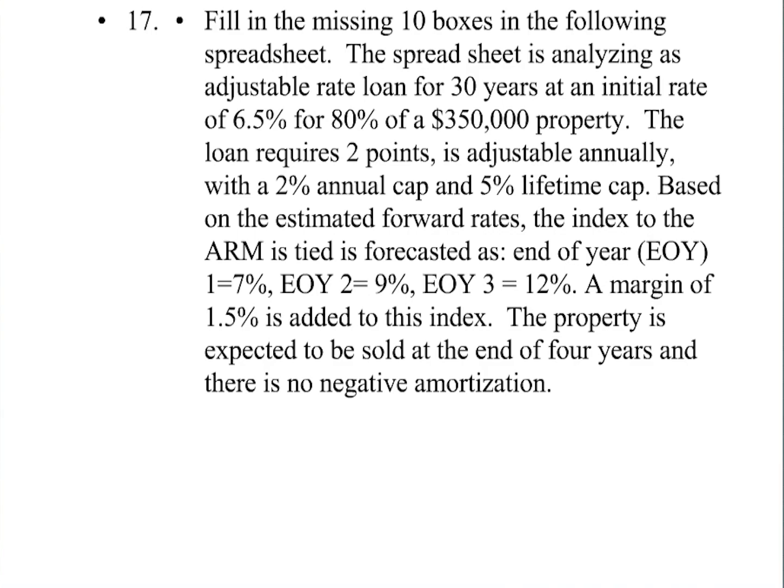The next year, we have 12 plus the 1.5 makes it 13.5. But we can't go up that high. The highest we can go over the lifetime of this is 6.5 plus the 5. So 11.5. We're already at 10.5. So the last year here in this case has to go up to just 11.5 and stay there. So let's look at the rest of this.